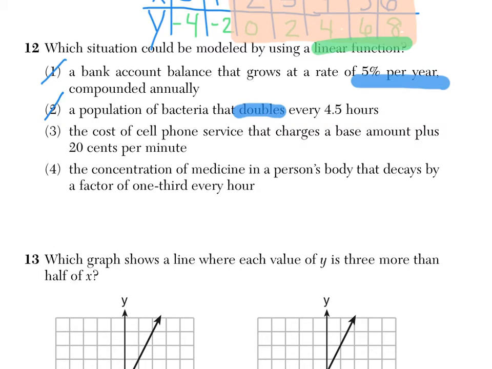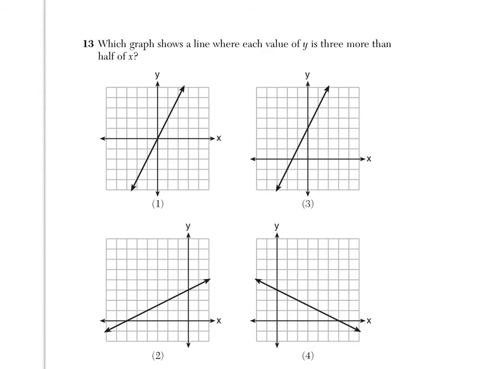Number 3, the cost of a cell phone service that charges a base amount plus, well, there we see the adder. So number 3, I'm pretty sure is correct, but let's just go ahead and eliminate number 4, the concentration of medicine that decays by a factor of 1/3 every hour. That means we're multiplying by 1/3, and multiplying is not a linear function. 1, 2, and 4 are exponential.